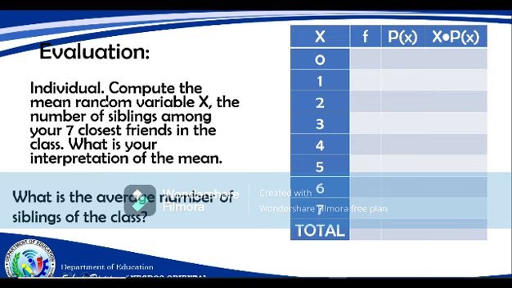Okay, let us proceed to the evaluation. This is for individual. Now I want you to compute the mean of the random variable x, the number of siblings among your 7 closest friends in the class. Now what is your interpretation of the mean? And what is the average number of siblings of the class? Now, again, you are provided with this template, this table. You are going to copy this in your notebook. And take note that I expect that you will have different answers from your classmates. Okay? No 2 answers must be the same.